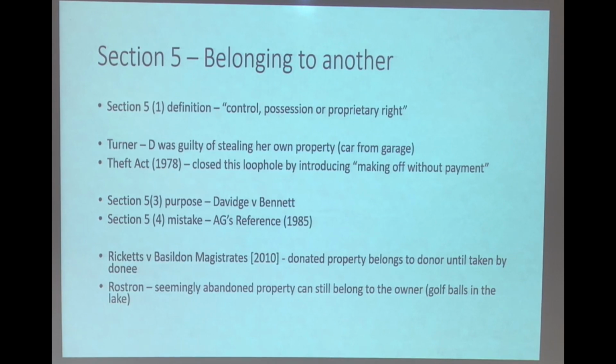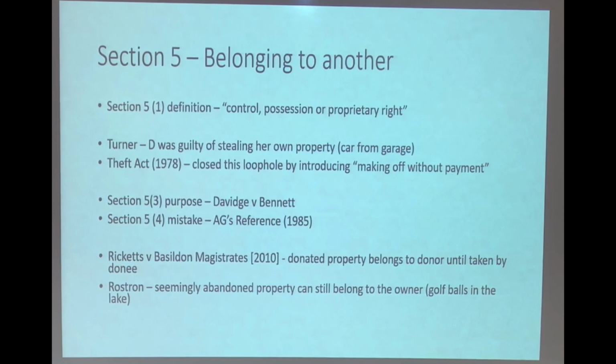Section 5.4 covers mistake. So if you obtain property by mistake, it still belongs to the person that made the mistake. So in AG's reference, she had money overpaid into her account. She refused to give it back. They said it's still, even though she was in control, possession of the money in theory, because it was in her account. So again, if you look at section 5.1, it still belonged to the person that made the mistake, so the person's account that it came from. So it's worth bearing that in mind. In the exam, they typically use those two. They're very common to come up as issues.